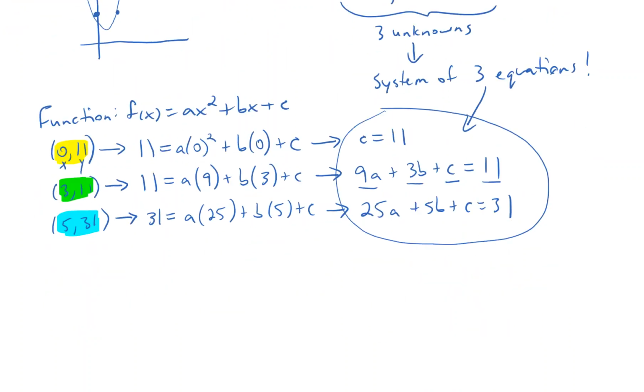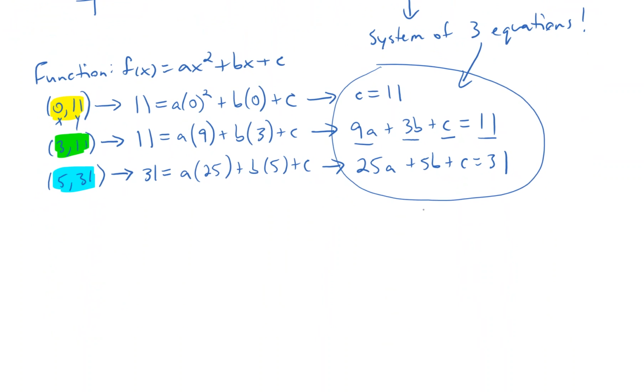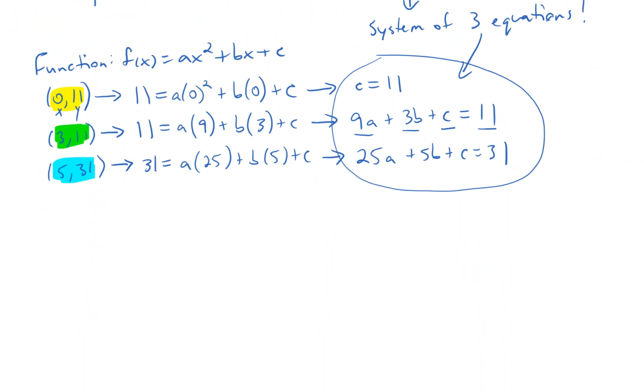So I'm going to write this as a system. The unknowns are a, b, and c. We're trying to solve for a, b, and c using this system of three equations. So let's write our system here. And we'll be strategic. I'm going to have c equals 11 be our last equation. And I like to have, for our first equation, the simplest one. The simplest one to me looks like the second: 9a plus 3b plus c equals 11.